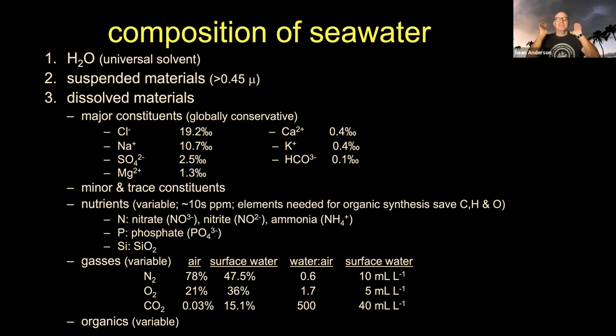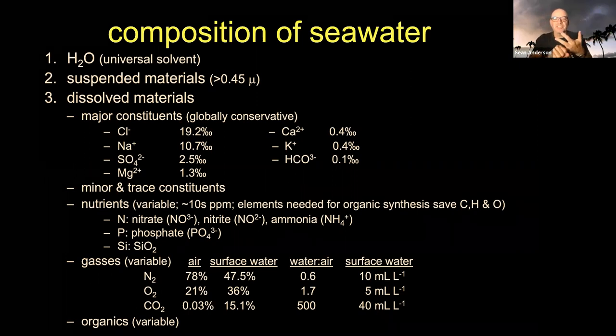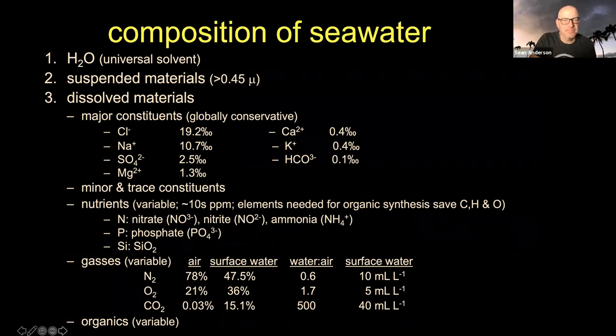So the key part here is the composition of seawater: we've got water, suspended stuff, and then a bunch of different dissolved things. Of the dissolved things, there are major constituents and minor constituents. The key things here for management are nutrients and gases, and to a lesser extent organics, but we won't really touch much on organics in our class here.